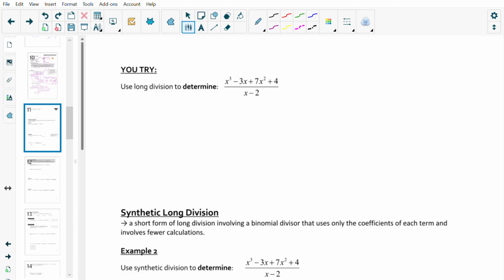Next page. All right, give this one a try. Pause the video here, give it a try, look back, and see if you did it.